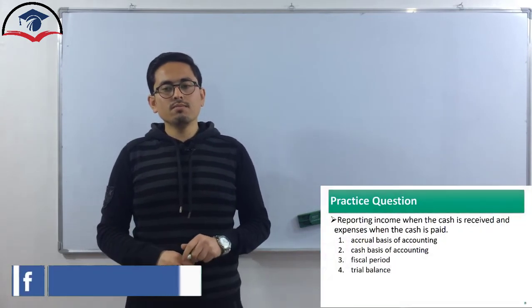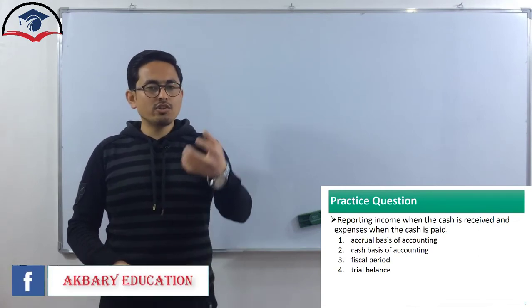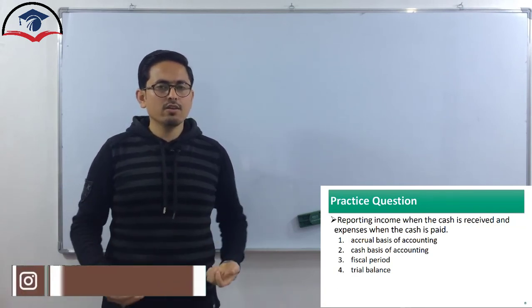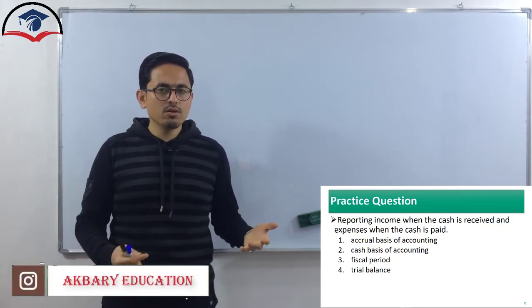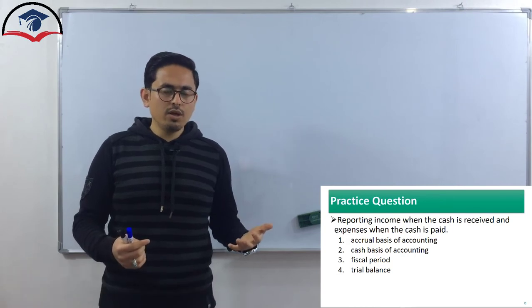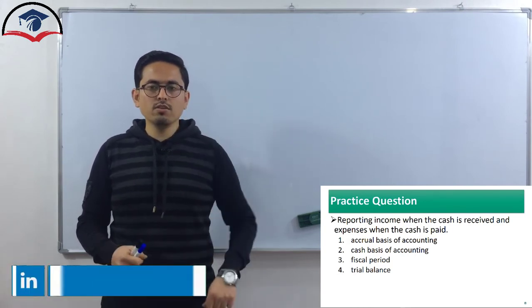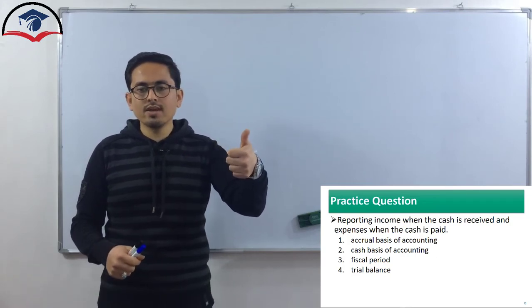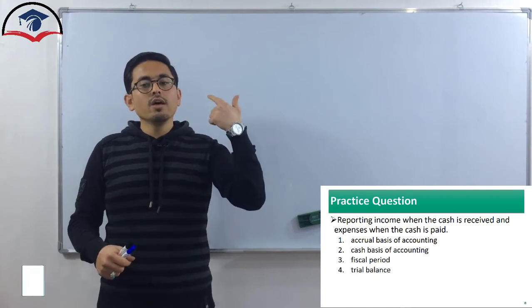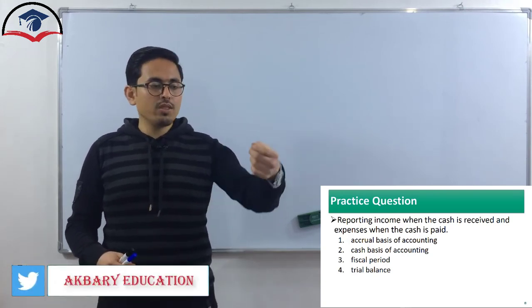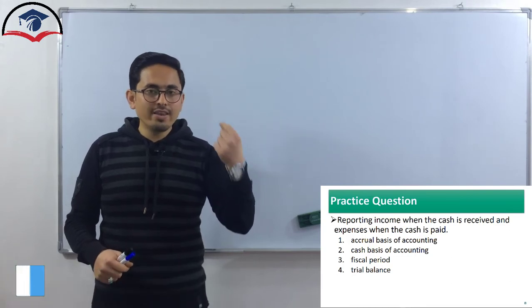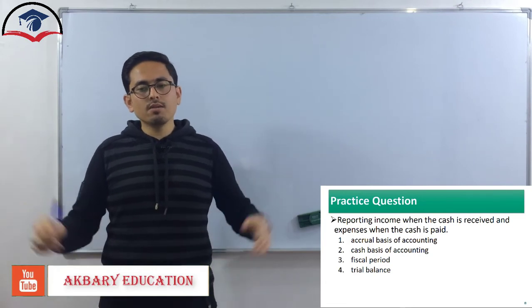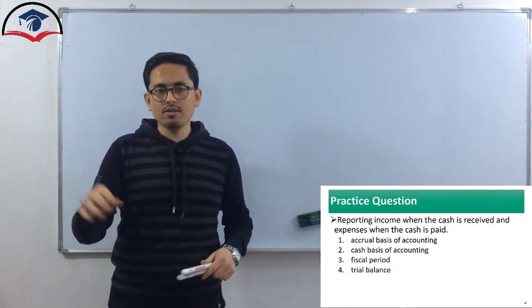Let's go to the next one. Reporting income when the cash is received and expenses when the cash is paid is called what? Pause the video, think about it, review the answers and come back. But to continue, accrual basis of accounting? No, that's different. We have already studied that. You can review the video once again. Cash basis of accounting, of course, they're going to record the revenue when the cash is received and they're going to record the expense when the cash is actually paid. Fiscal period and trial balance are totally different.